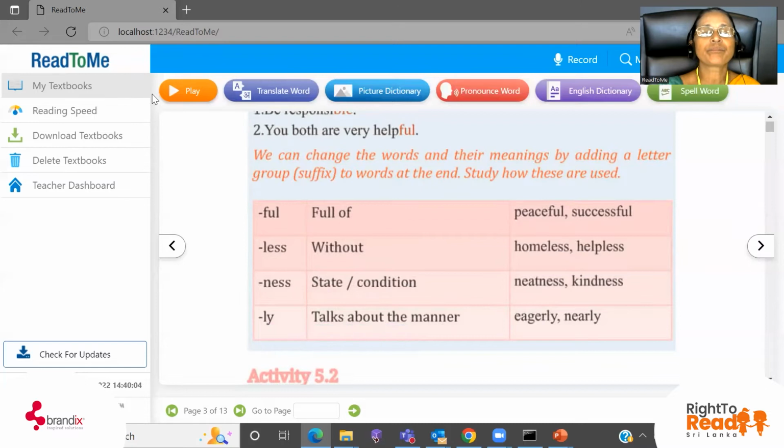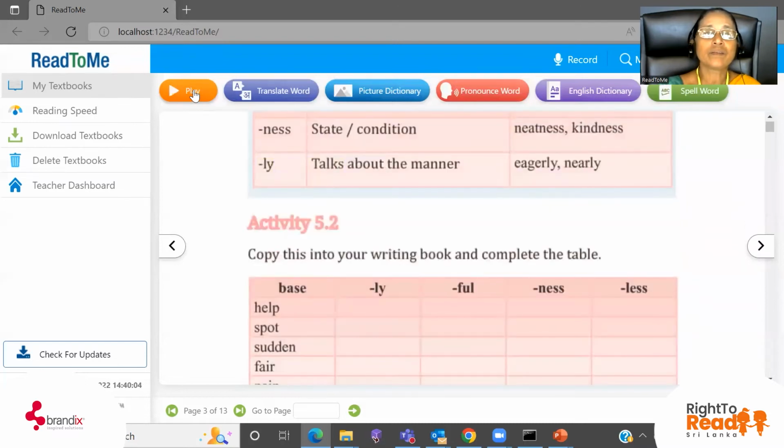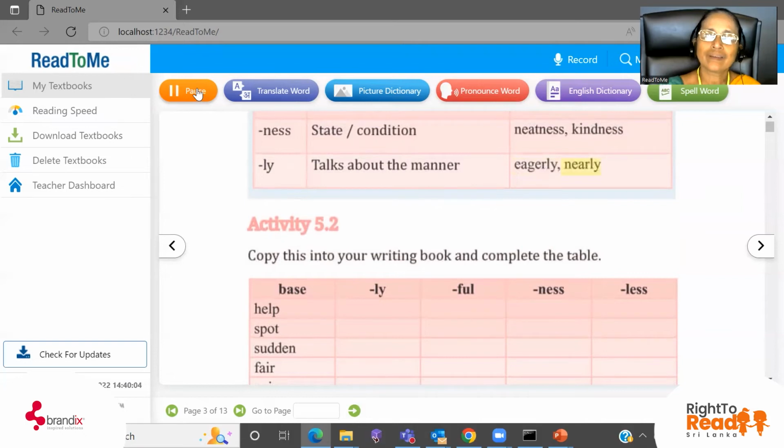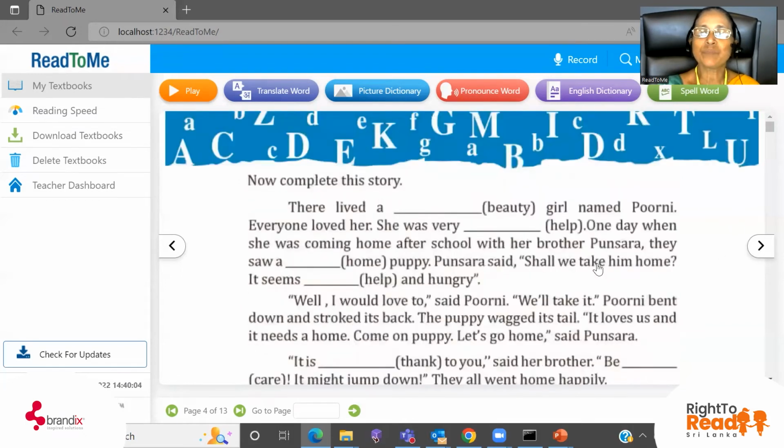Next suffix: LY. When we add the suffix LY to a word, it talks about the manner, the way. What are the examples? Eagerly, nearly, neatly, quickly. There are lots of words you can form by adding LY. Very good. Then we'll see when we use these words meaningfully.